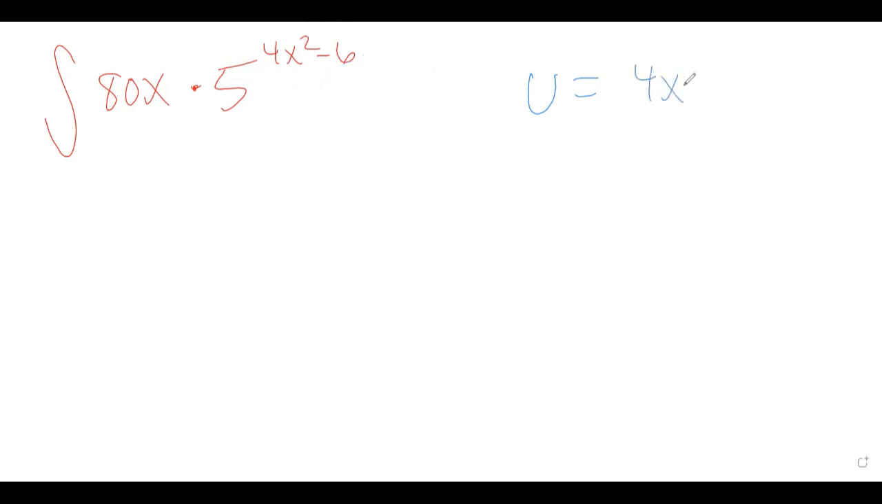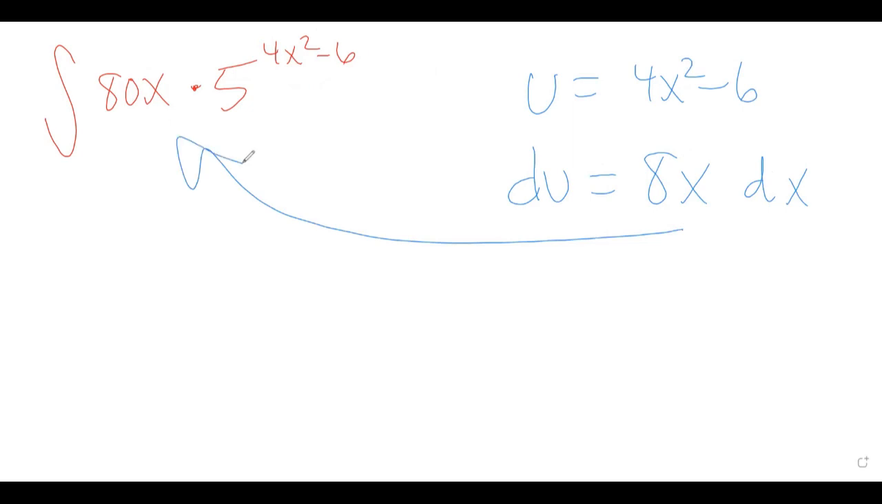So then du would be 2 times 4 is 8x dx. But if you compare this with that over there, it seems like it's not right because this says 80 and this is 8. So the trick is this.